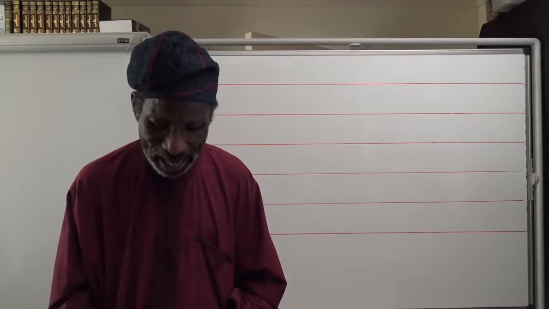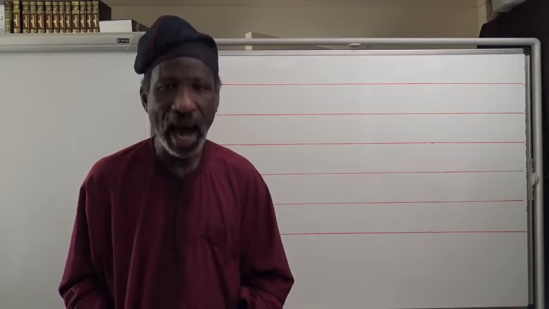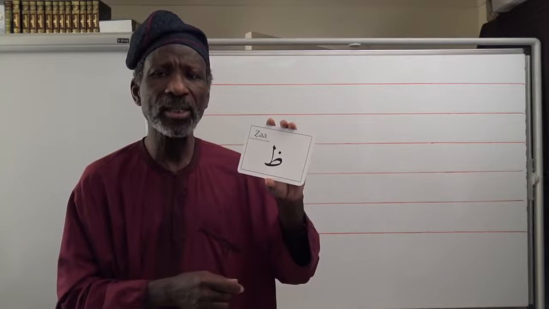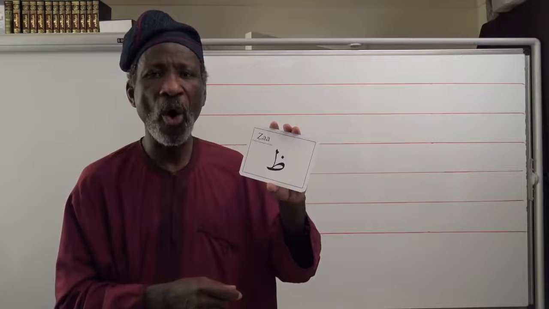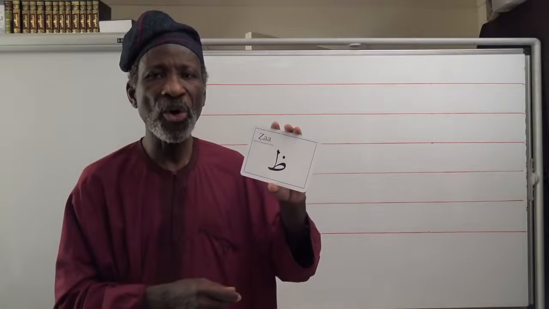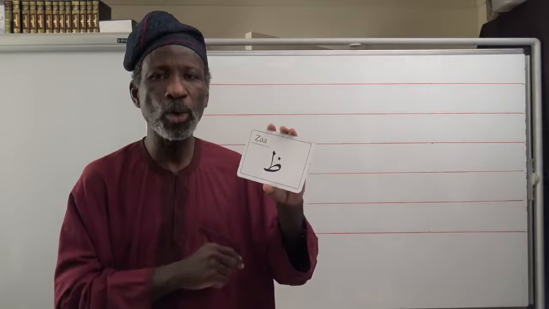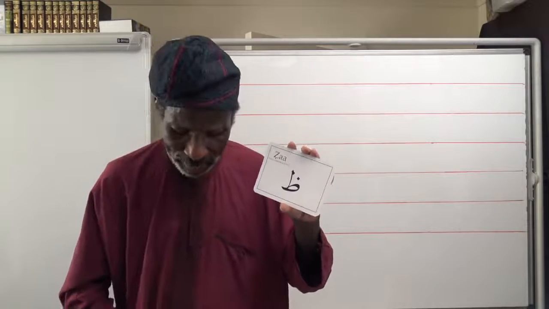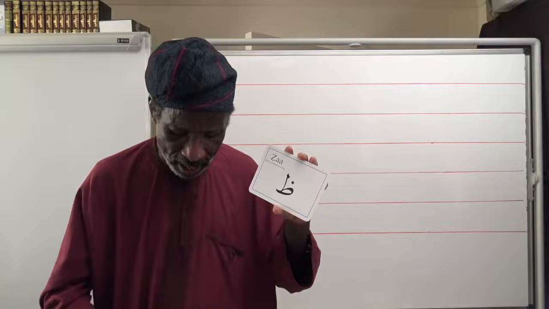Next one is tho, which is in the same family as to. The shape is the same. Now this is tho, tho. Your tongue is rolling forward. Tho. Now let's compare that with the thal shapes.